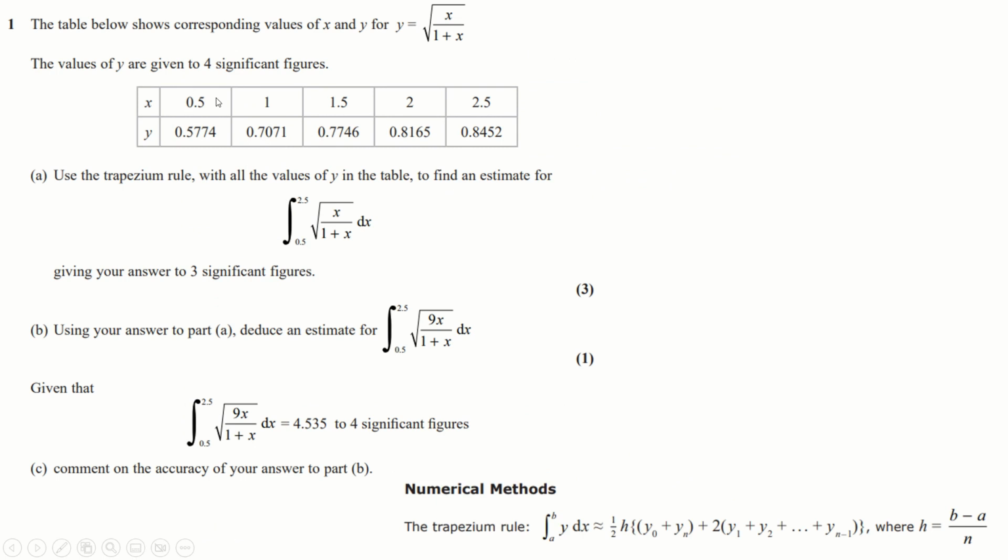There'll be one trapezium here between this and this. There'll be one here between this and this. One here and one here. So that's 4 trapeziums, so n is 4. Get h is 0.5. Now you're ready to put everything in here.